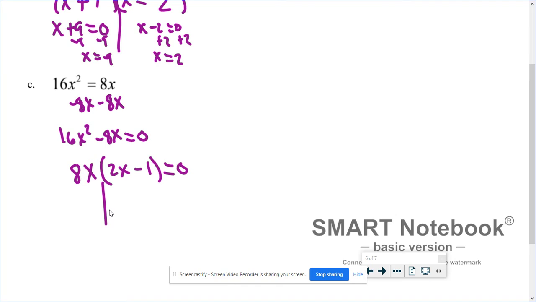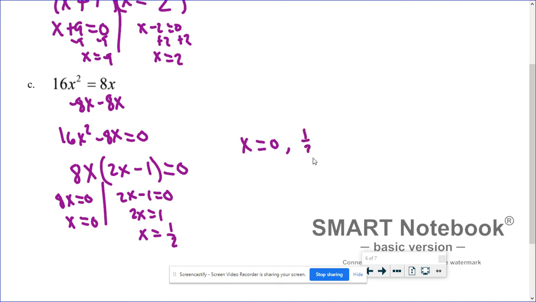I'm going to set my factors equal to 0. That 8x, that's just one term. I set that equal to 0 just the same. 2x minus 1, I will set equal to 0. Divide by 8 and you get x is equal to 0. That's one of your answers, so don't ignore that. Here I'm going to add 1. I get 2x is equal to 1. Divide by 2, I get x is equal to 1/2. So those are my 2 answers. X is equal to 0 or 1/2. All right, so those are your 2 answers.